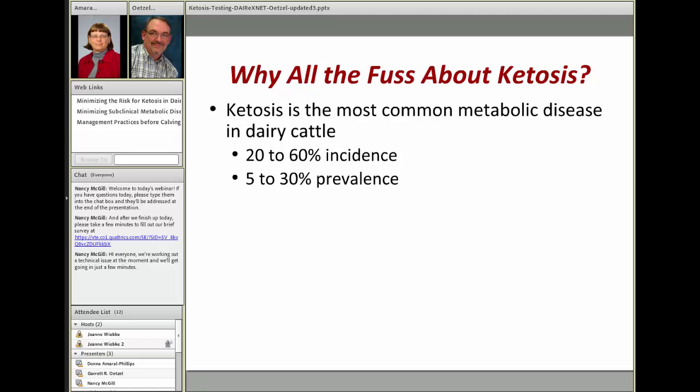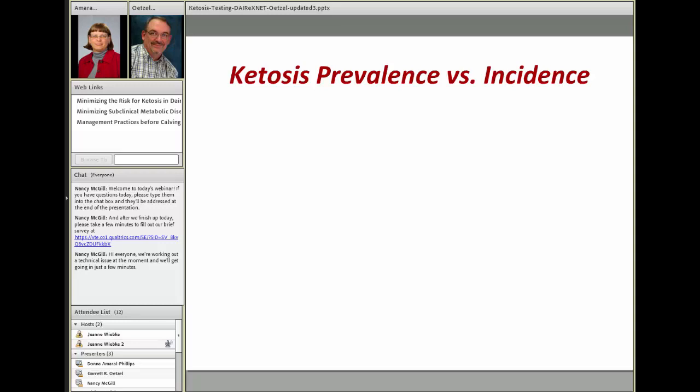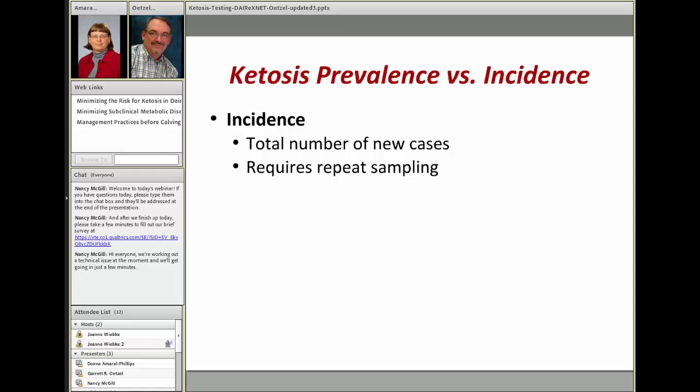It's easy to get these two mixed up. You can see the numbers and say that's a lot of disease, but why the difference? So let me walk you through that a little bit. Even as you read the literature, or as researchers talk, sometimes we get prevalence and incidence mixed up, so we want to make it clear what we have. Incidence is the total number of new cases of ketosis, and that is something that happens over a period of time, usually allowing the animals to go through the entire risk period, which we pretty much would define as early lactation. In order to get the incidence of ketosis in a herd, you have to do repeat sampling.